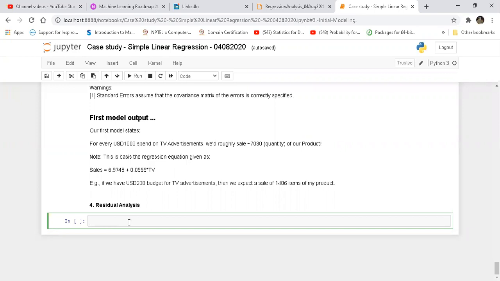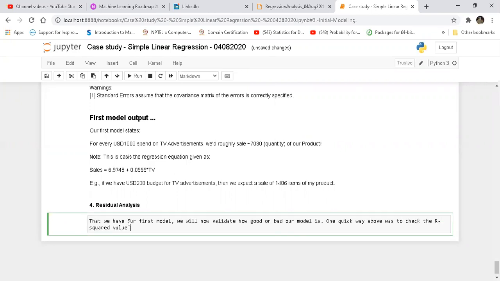Now, to look into the residual analysis, what do we need to do over here? What we are doing is that we have our first model, and we will now validate how good or bad our model is. One quick way above was to check the R squared value, which is really good, because it is like 0.82 something.